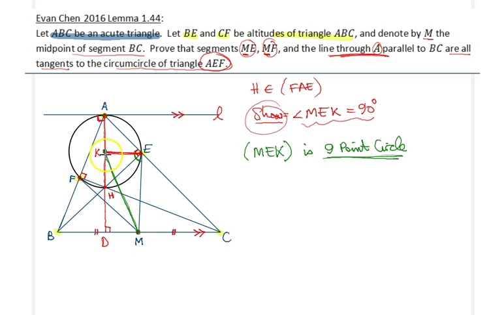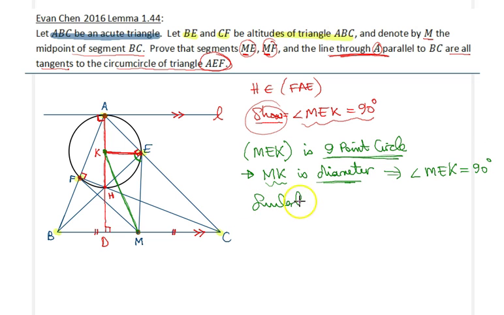Not only that, but MK is a diameter. We know it very well from our nine-point circle notes. Make sure you watch those videos. Because MK is the diameter of this nine-point circle, angle MEK is 90 degrees. Similarly, it's not too hard to see that F is also on that same nine-point circle. As a result, angle MFK is also 90 degrees. Therefore, both ME and MF are tangent to the circumcircle of AFE, and we are done.